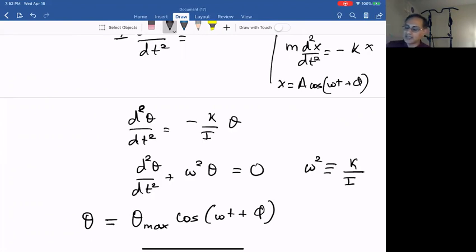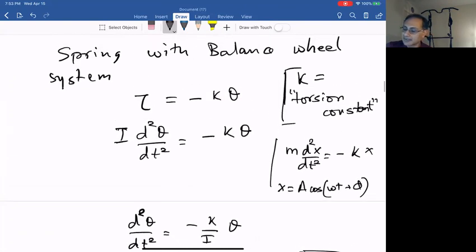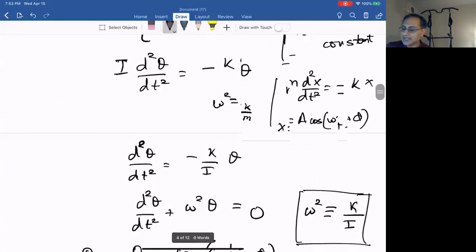So that tells you that θ here is going to oscillate back and forth sinusoidally. Everything is identical or analogous to what we did for the spring mass system. ω is the angular frequency of oscillation. And ω depends on the torsion constant k, and it also depends on the moment of inertia, right? Notice the similarity between the ω that we have here and the ω that we had in the spring mass case. There, ω² was equal to k divided by m. So ω² depended on the stiffness of the spring, k, and on the measure of inertia of the mass, m. And here also you have the same thing.